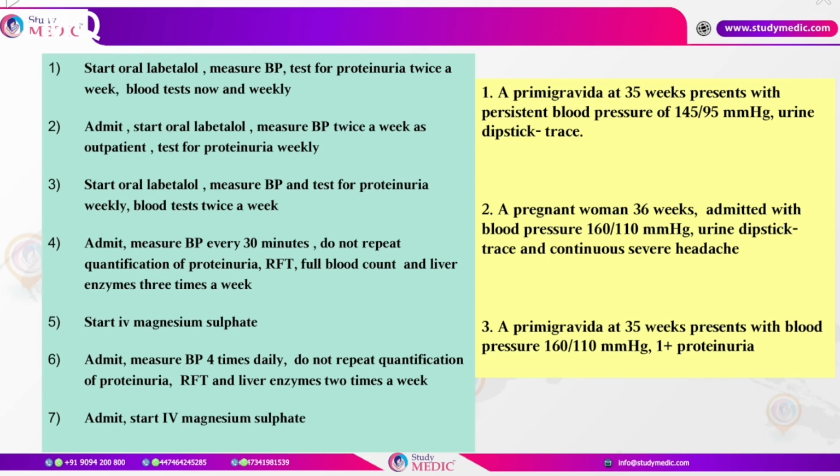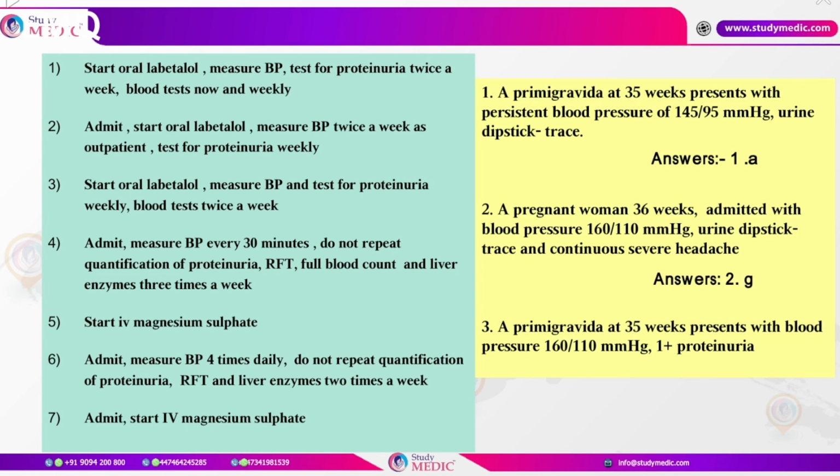Primary gravida at 35 weeks presents with a blood pressure of 140/95 and urine dipstick shows trace. Second is a pregnant woman at 36 weeks, admitted with a blood pressure of 160/110 millimeters of mercury, urine dipstick trace, and continuous severe headache, which is somewhere putting into severe preeclampsia. Going ahead with a primary gravida at 35 weeks presents with a blood pressure of 160/110 with proteinuria 1 plus. So what will be your answers?